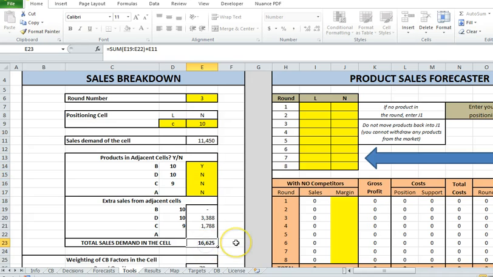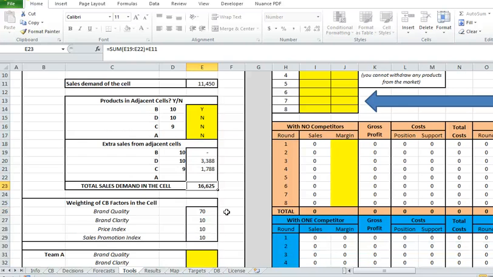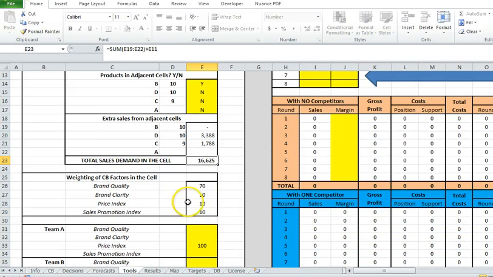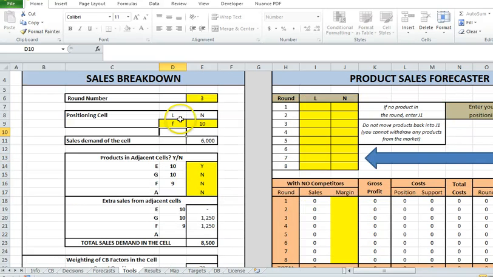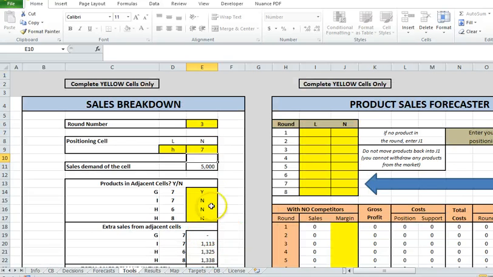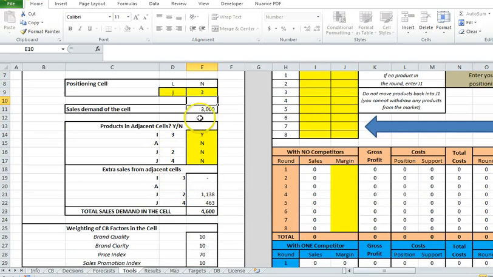So the actual total demand for the cell, the total sales, will equal that amount. Okay, this actually tells us what the weightings are. So if I was to change that to F10, you can see everything adjusts. Gives me the same weightings. Alright, just change it even further. Okay, so now sales promotion is important. And if I go to a discount product, you can see that price is important. So these numbers will change as we go through. Okay, and the adjacent cells will change, and we have to make decisions.